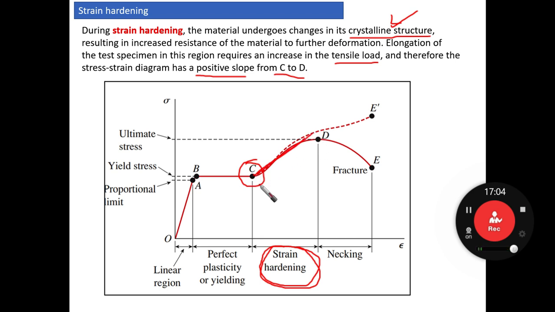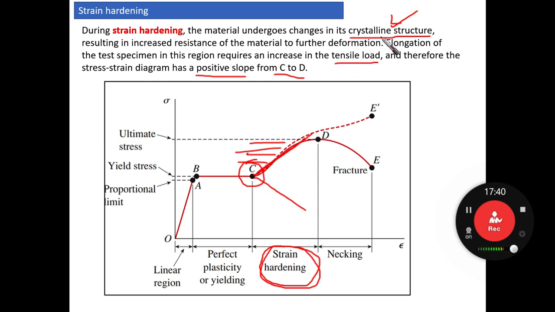This is positive. If it was negative, for example, it would look something like this. So we have a positive slope, not a negative slope. Why? Because the elongation of the test specimen in this region requires an increase in the tensile load. The specimen needs more load, so the stress needs to be increased. The load is going to increase and the cross-sectional area is constant, right? So we are going to have an increase in the stress itself. And this is what is happening here.